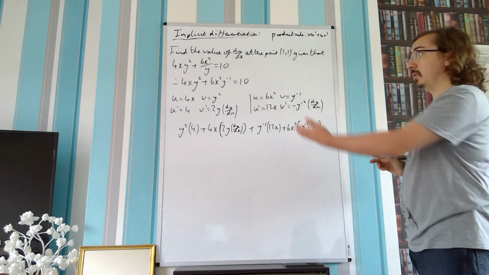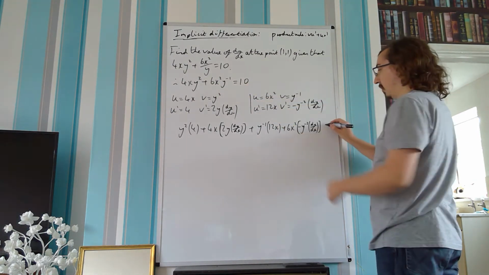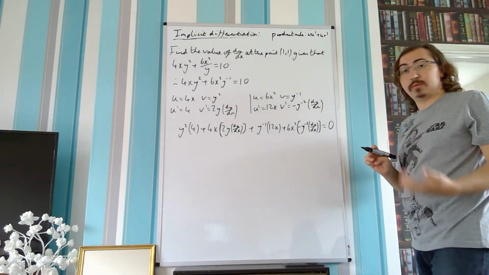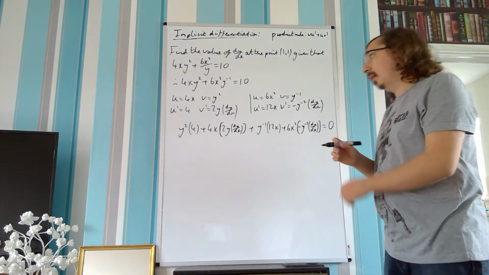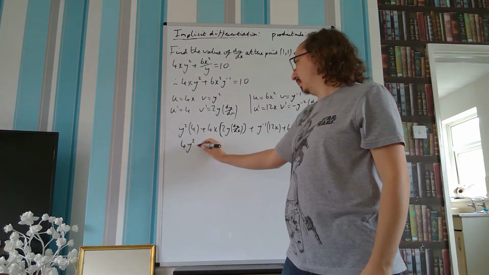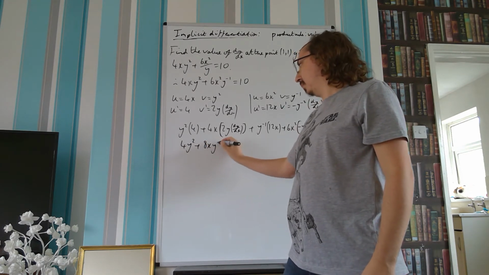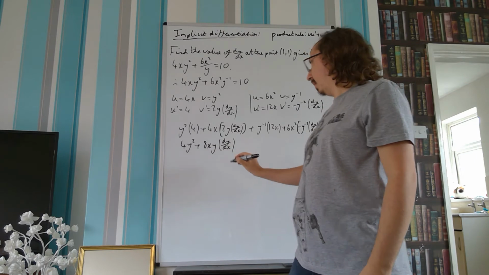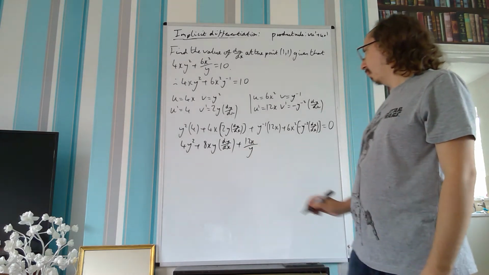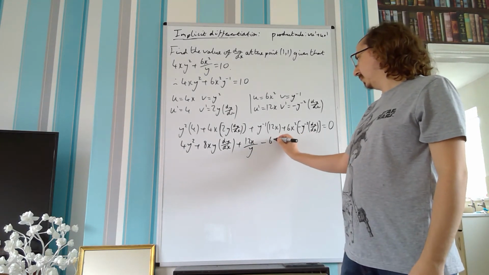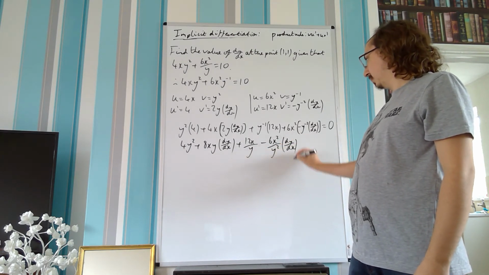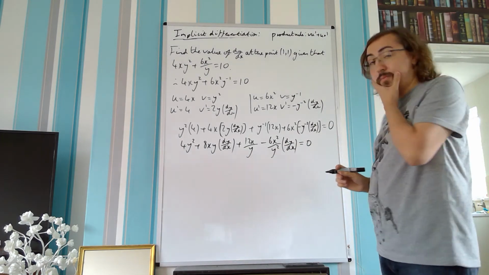So that's our expression. However, if we look at the original expression, we also have our equals, and the differential of a constant with respect to x is just 0, so we can put 0 there. So let's tidy this up a little bit. We have 4y squared plus 8xy times dy by dx plus 12x over y minus 6x squared over y squared times dy by dx is equal to 0.